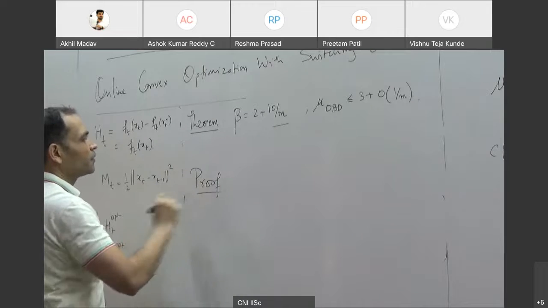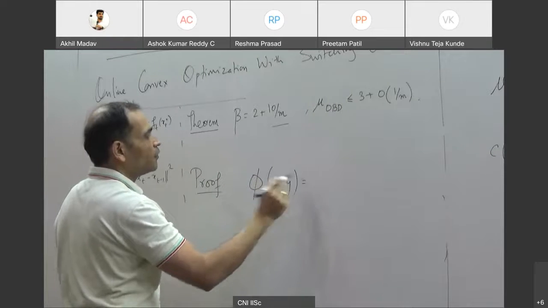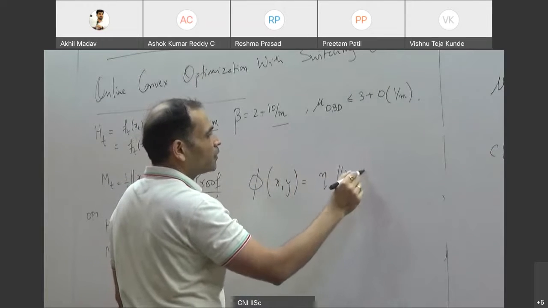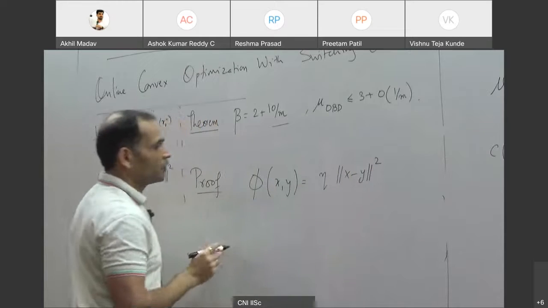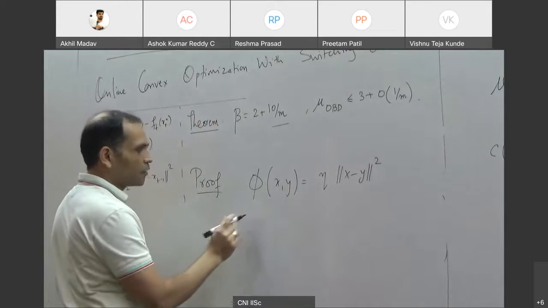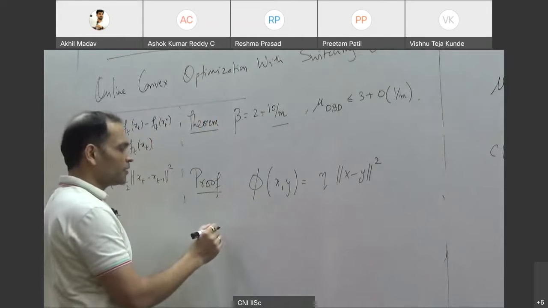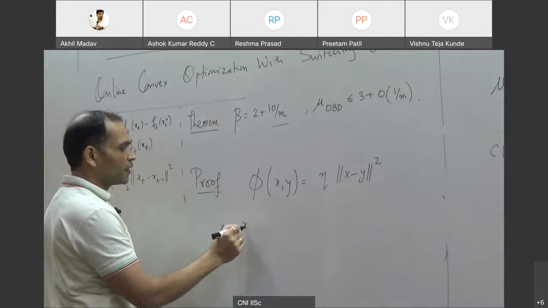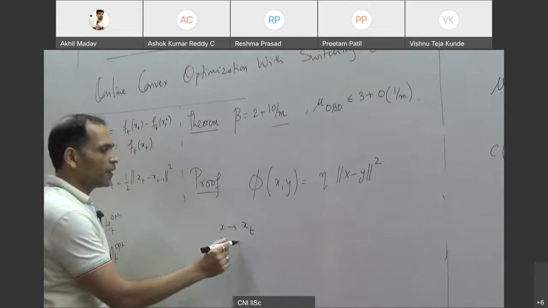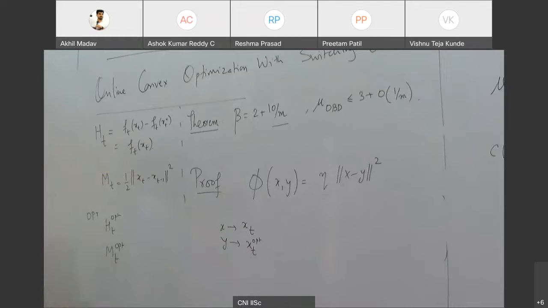We begin with potential function P of x, y. Beta times x minus y. We should think of x as the location. This is a well-defined function over a tuple. How I'm going to use it is, x will essentially take my choice for the algorithm at time t, and y will take the optimal choice at time t.